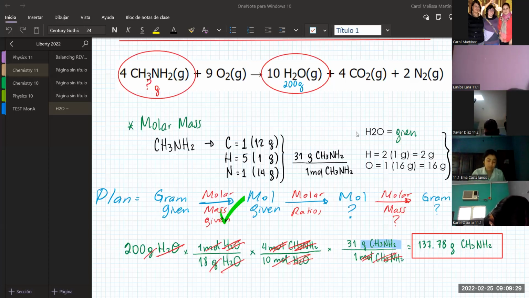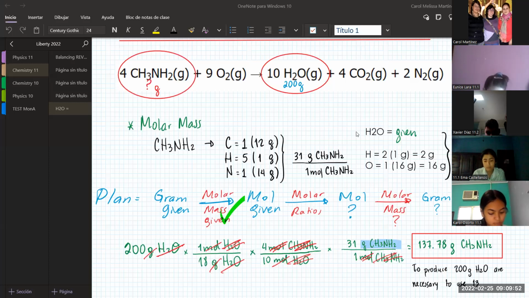So you can say this like: to produce 200 grams of water it is necessary to use 137.78 grams CH3NH2. So if a chemist wants to get 200 grams of water, that's the exact amount that he must use in the chemical reaction. That's what it means.